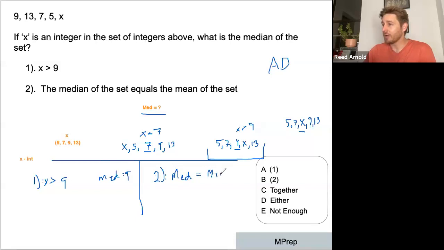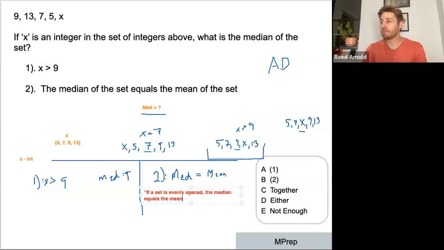And if you've done some GMAT study, you actually know there's a rule that's very handy to keep in mind, and the GMAT does want you to know. If a set is evenly spaced, the median equals the mean. What do we mean by evenly spaced? We mean same increments between numbers. And it's like, oh man, I can already tell this set is almost evenly spaced. If X is 11, I have 5, 7, 9, 11, 13. I know that's a case where the median equals the mean, and the median would be 9.